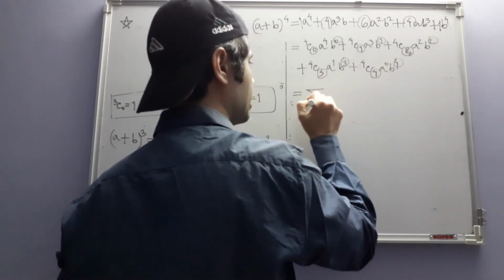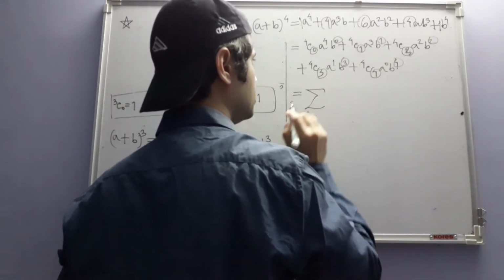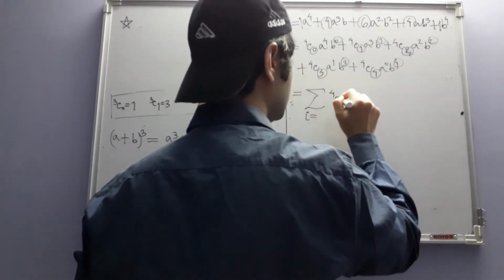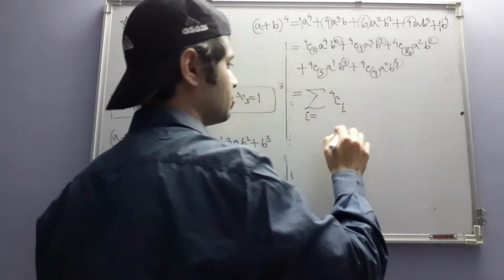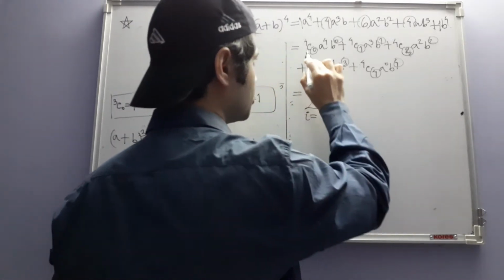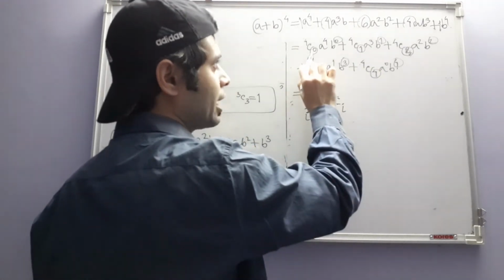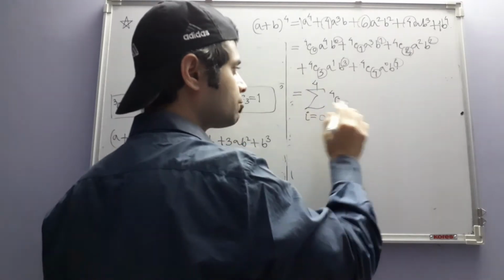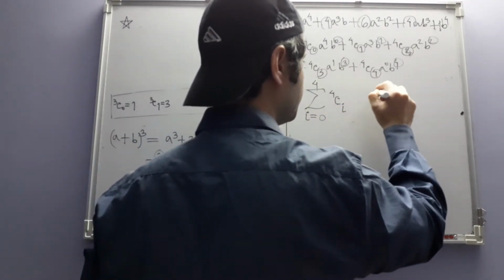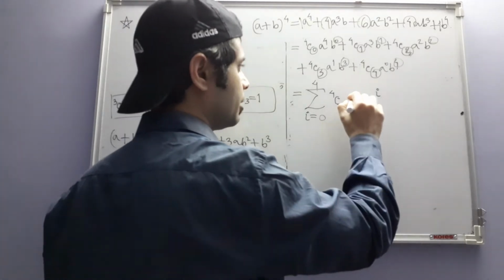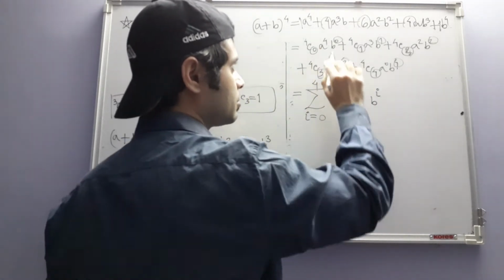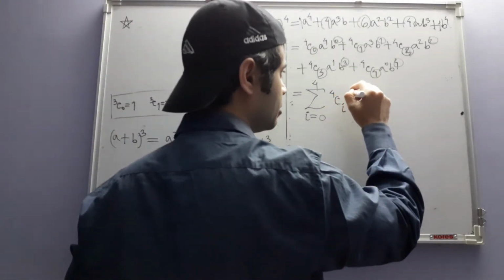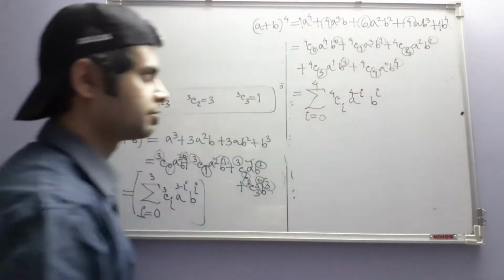So we straight away write the summation over i, let's write the limit afterwards, 4Ci, because we have 4C0, 4C1, so i is varying from 0 to 4, 4Ci, b to the power i, a to the power, the sum of these two exponents should become 4. So if it is i here it should be 4 minus i.